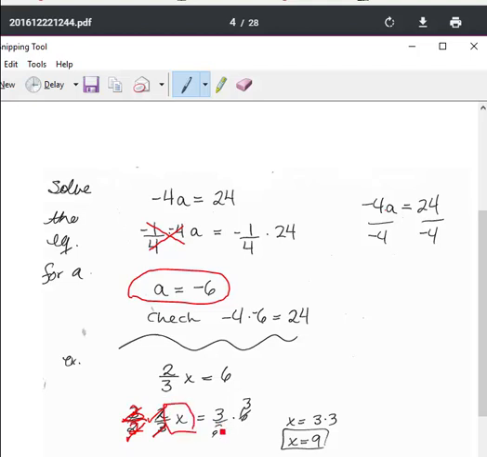What I notice over here is that I can say, hey, 2 divides into 2 one time, 2 divides into 6 and leaves me with a 3. And so I'm left with 3 times 3. 3 times 3 is equal to 9. You can check that answer by sticking it back in here.